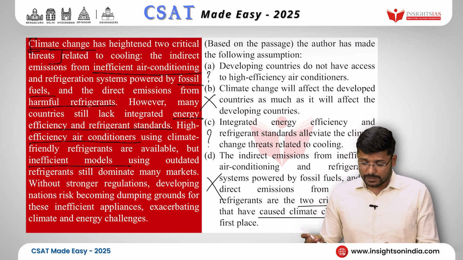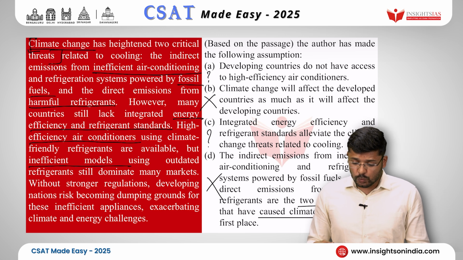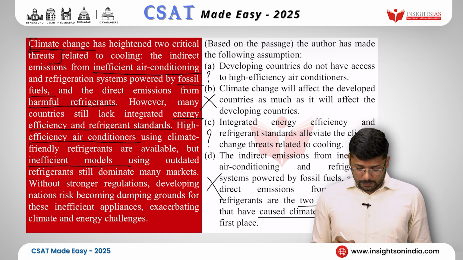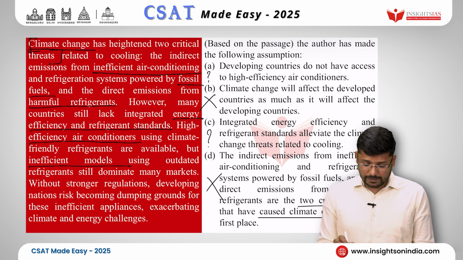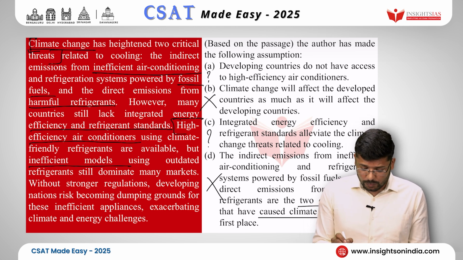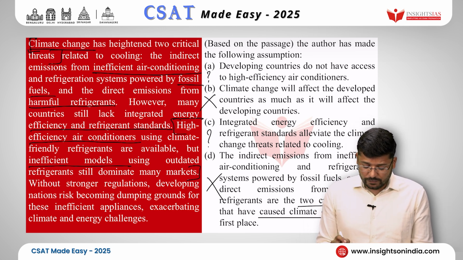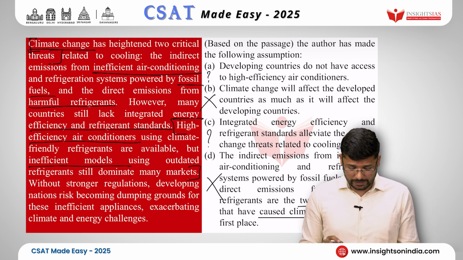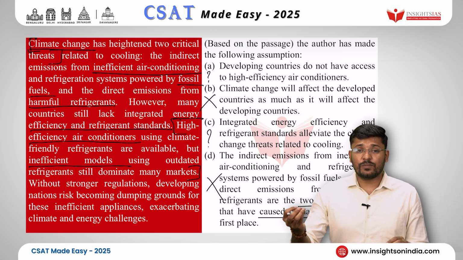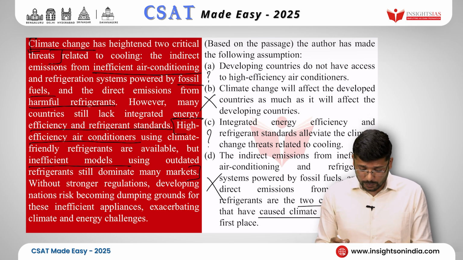We are left with option A and option C. Look at option A. Developing countries do not have access to high efficiency air conditioners. This seems to be right, but it is not right. I will tell you why. Look at this one where we have underlined high efficiency air conditioners. They have told us high efficiency air conditioners using climate friendly refrigerants are available, but inefficient models using outdated refrigerants still dominate many markets. They are telling us that even though there are high efficiency air conditioners, the inefficient ones still dominate the market. However, there is no mention of high efficiency being available only to developed countries and the inefficient ones being available only to developing countries.